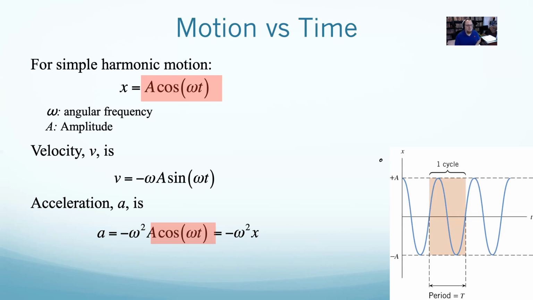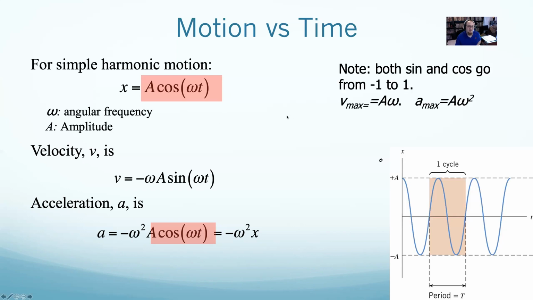Yep. So what that means, since sine and cosine both go from 1 to -1, is that the maximum value you can ever have of acceleration will be omega squared A, because it will be when it's -1. And the maximum value you can ever have for velocity will be omega A. Just so you know.